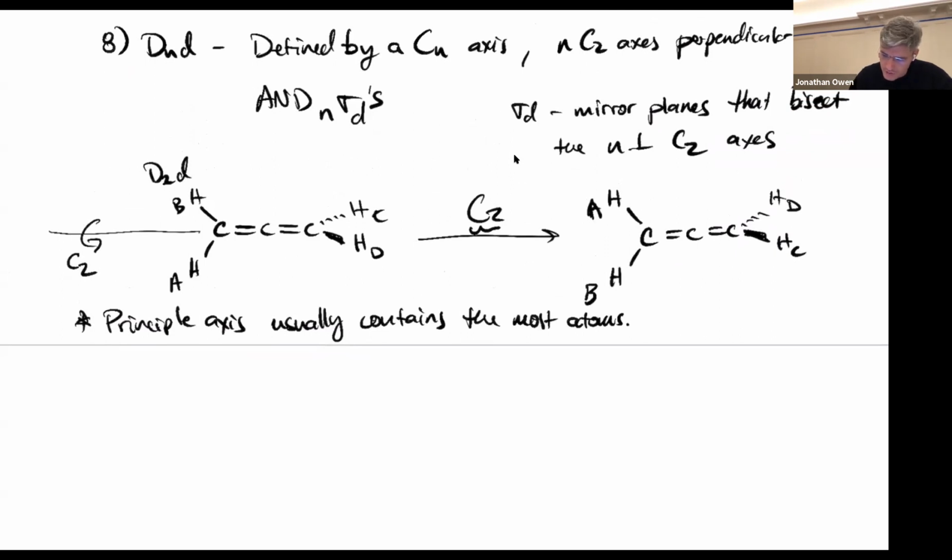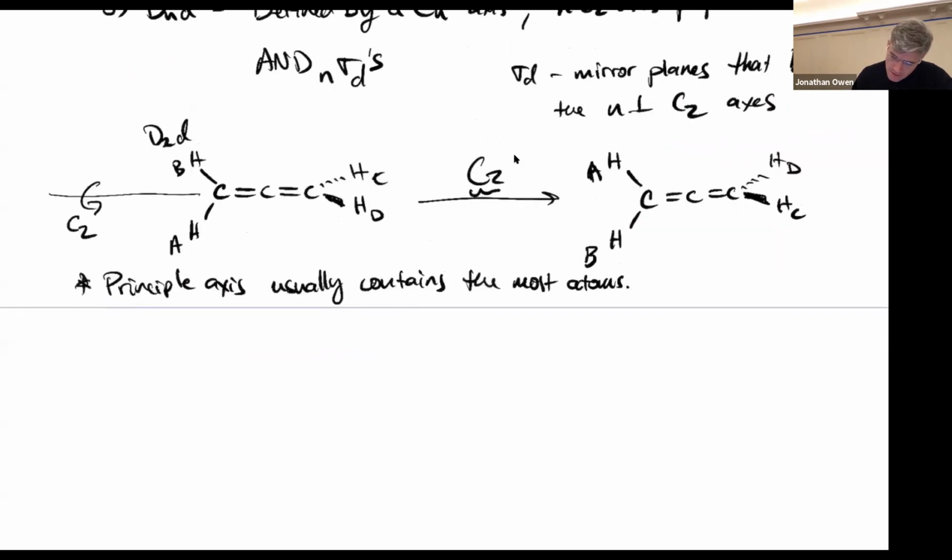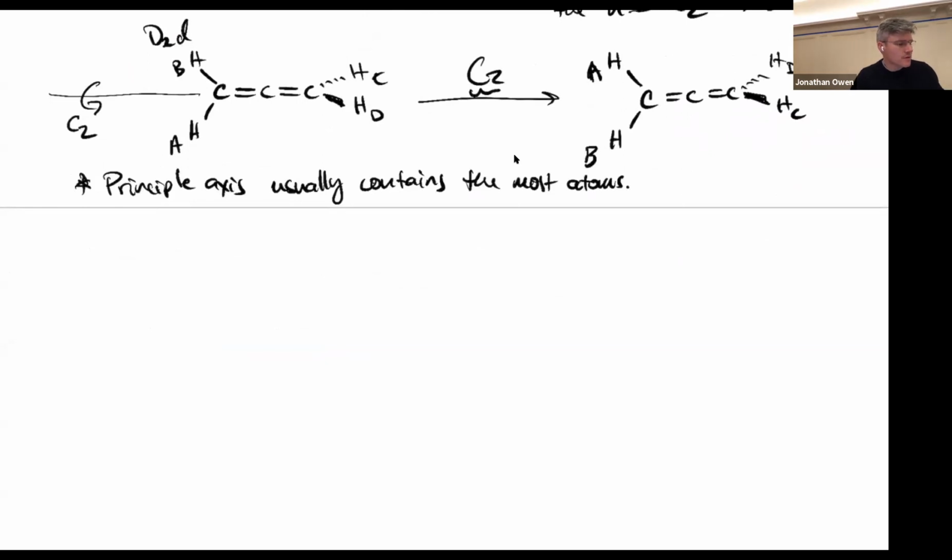Now we also need n perpendicular C2 axes, and we need some sigma d's. In fact, we need 2 of them. Let's take a look at those. It's going to be a little tricky to see here. Where are those perpendicular C2s? Well, the C2 axis skewering the 3 carbon atoms is your principal. So you've got to have some axis that's perpendicular to that. So it's going to be some axis that runs through the central carbon and is in some plane orthogonal to that C2. Where are those? Kind of tough to see.